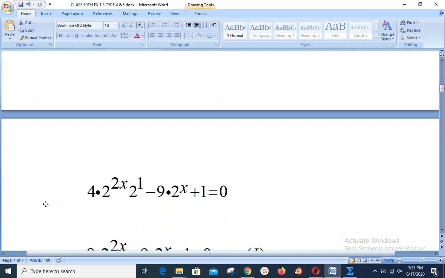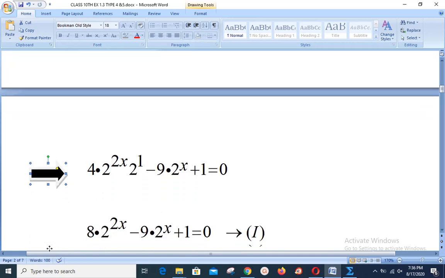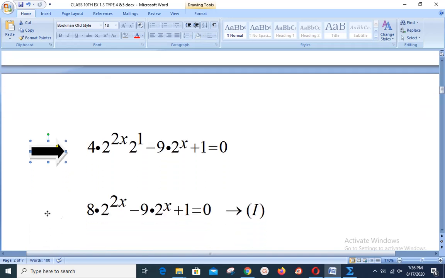You can see here, writing 2 power 2x plus 1 as 2 power 2x into 2 power 1, whereas no change in 9 multiplied by 2 power x plus 1 is equal to 0, it remains the same. Now we have 4 multiplied by 2, it will become 8. So in the next step we have 8 into 2 power 2x minus 9 into 2 power x plus 1 is equal to 0. This is our equation number 1.